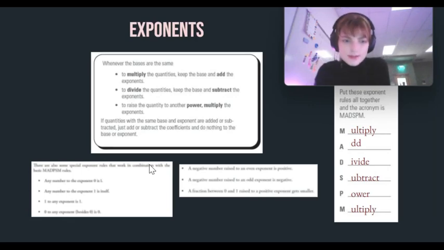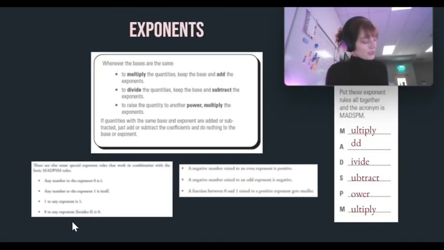There are also some special rules associated with exponents. Any number to the exponent 0 is 1. Any number to the exponent 1 is itself. 1 to any exponent is 1. 0 to any exponent besides 0 is 0. A negative number raised to an even exponent is positive. A negative number raised to an odd exponent is negative. And a fraction between 0 and 1 raised to a positive exponent gets smaller.